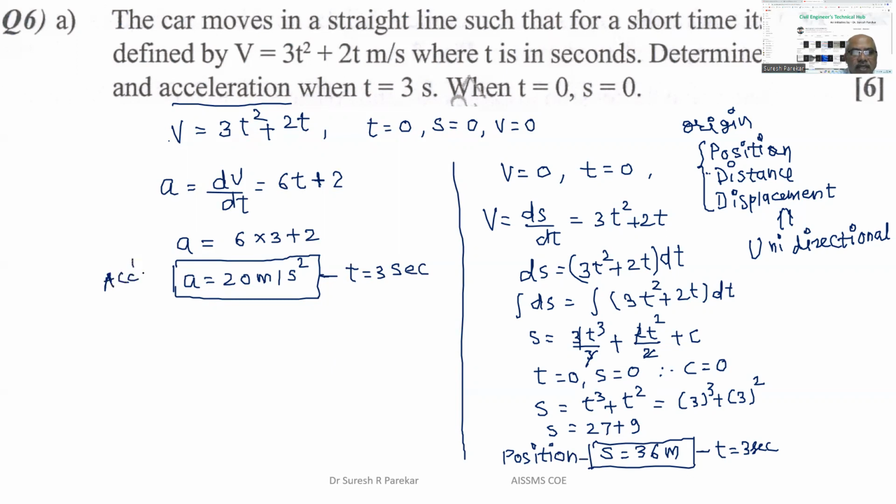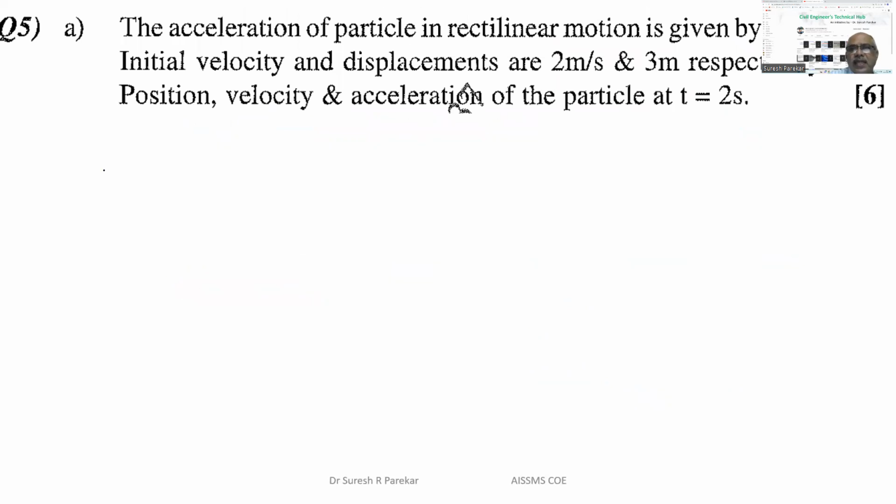So we have this as acceleration. Now we have the last problem. The acceleration of a particle is given as a equal to 3t square plus 2. Initial velocity at t is equal to 0 is v equal to 2 meters per second, and s1 we have 3 meters. And we have to find position, velocity, and acceleration at t is equal to 2 seconds.